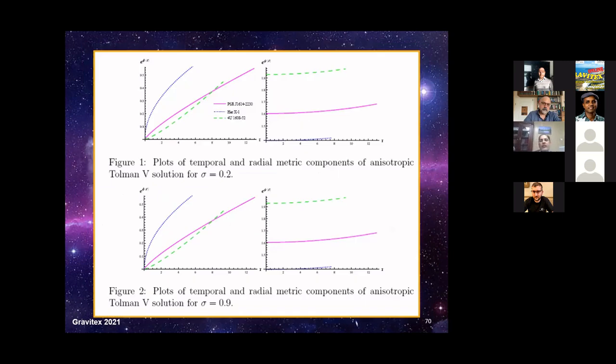In the first figure, we see the plots of temporal and radial metric coefficients of the new solution, the so-called anisotropic Tolman 5 solution, for sigma equal to 0.2. And we can find that these provide the required behavior, that these are positively increasing. Similarly, if we change the parametric value to sigma equal to 0.9, we have similar, acceptable physical behavior.